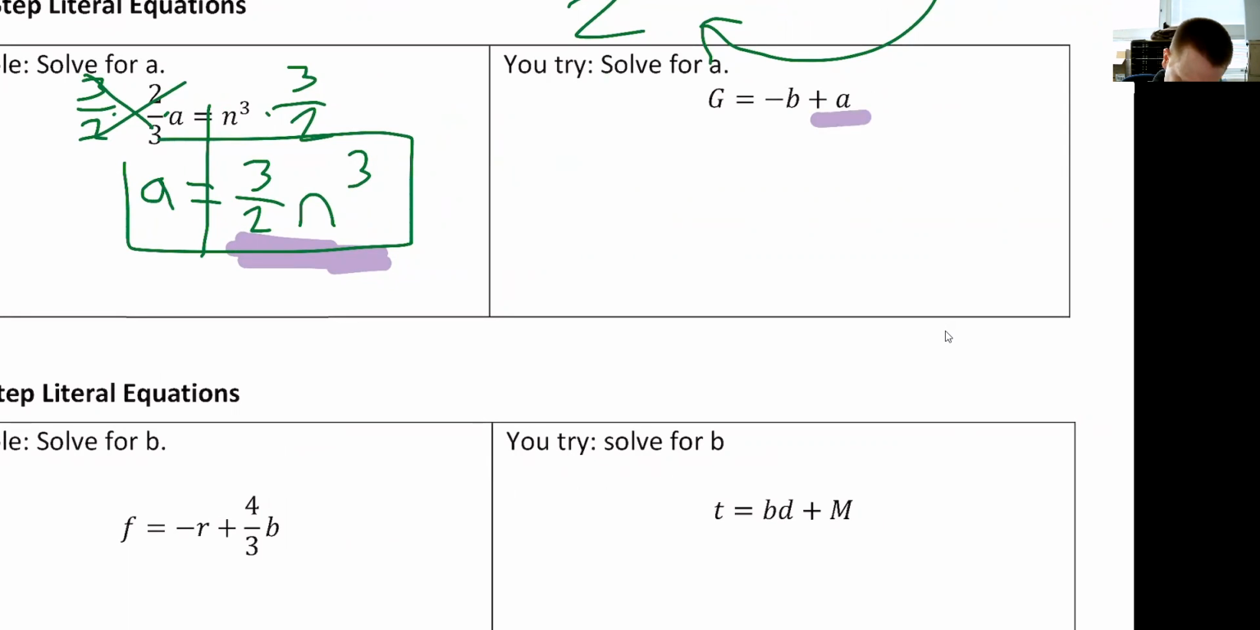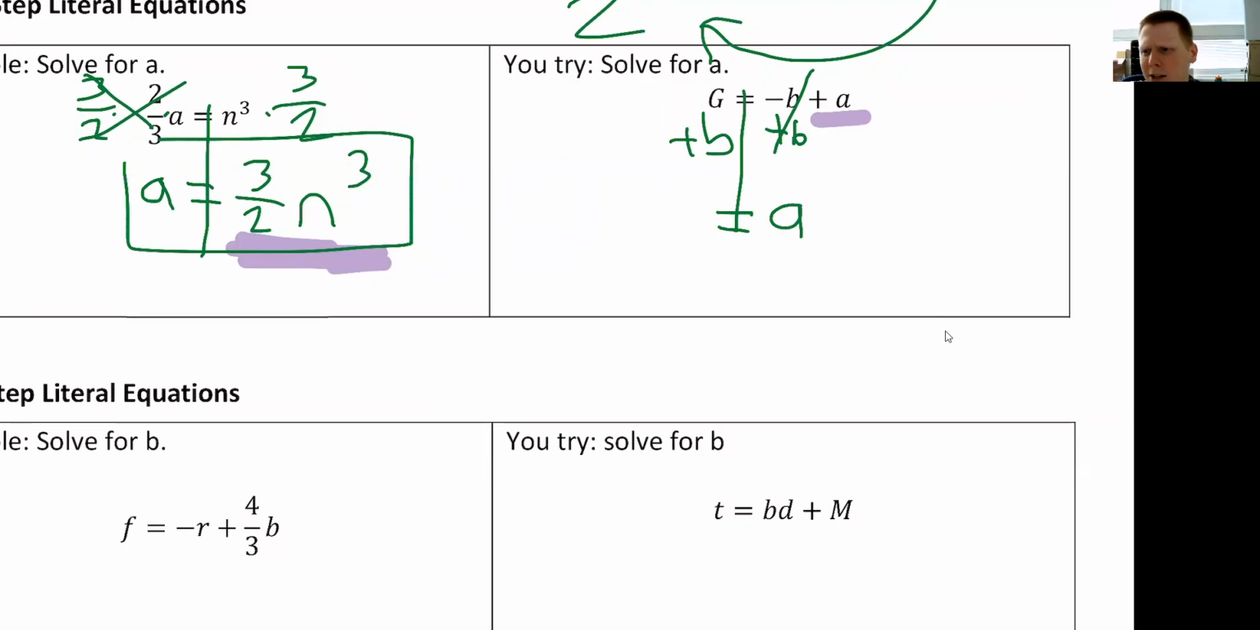All right, so assuming you gave this a try, remember our goal is to get a by itself, so we want to get rid of this negative b. To get rid of a negative variable, you're going to add it to the other side, because that will cancel. And then on the right side, we'll just have a, which is our goal. Remember, we're trying to get a by itself. That's what it means to solve for a.